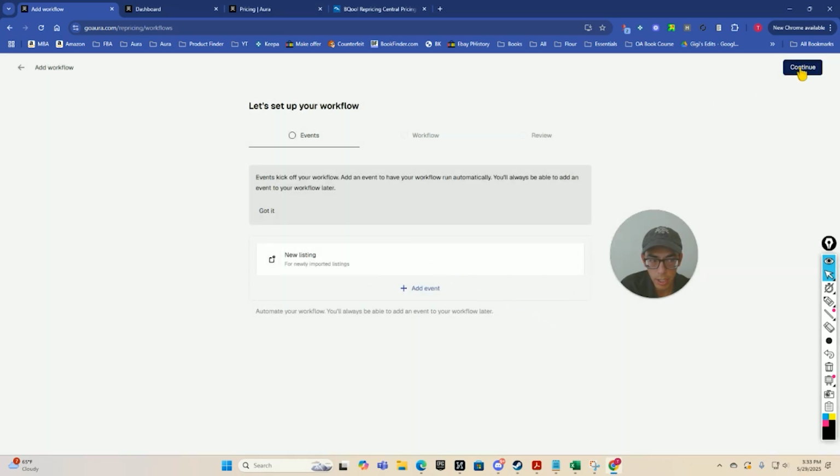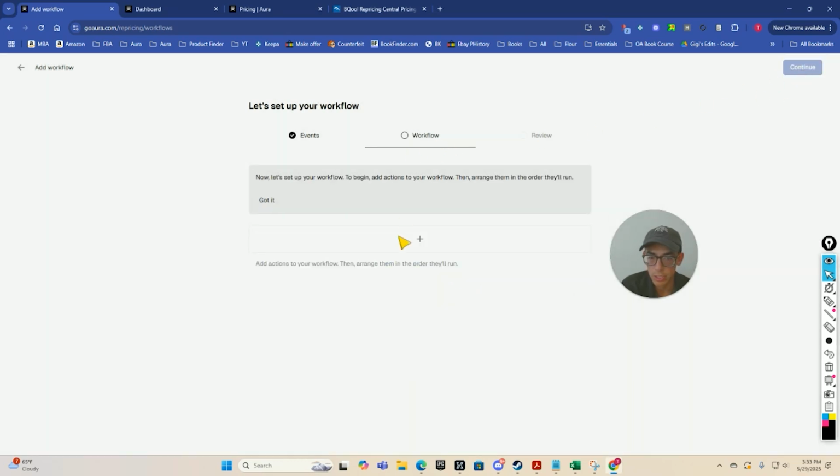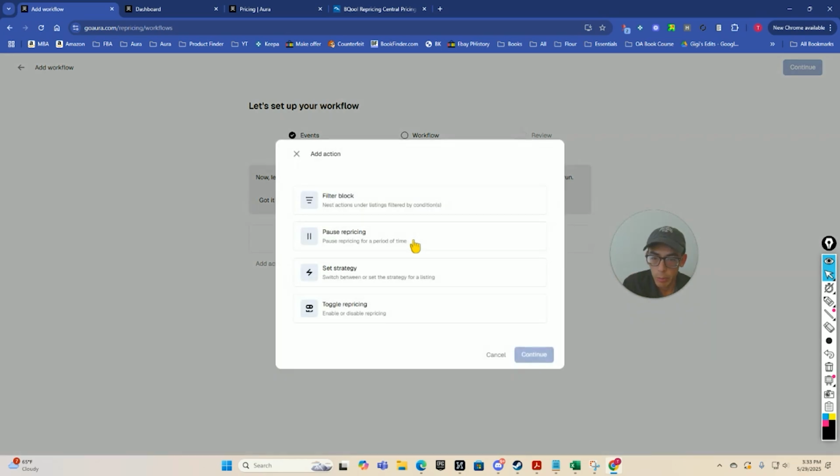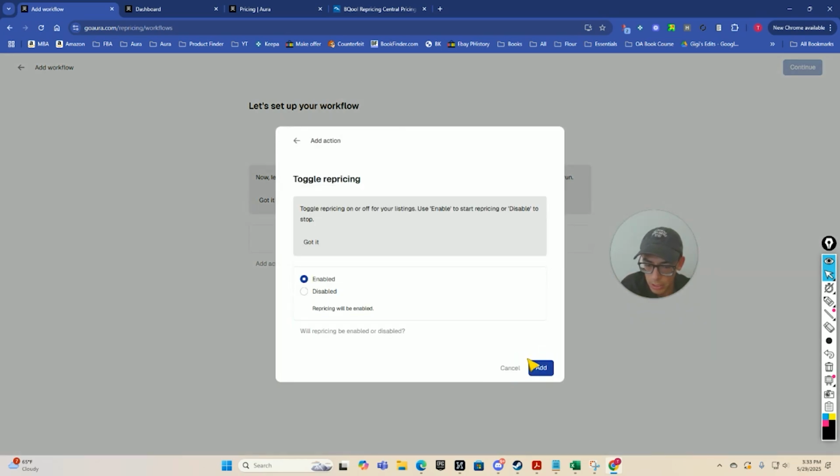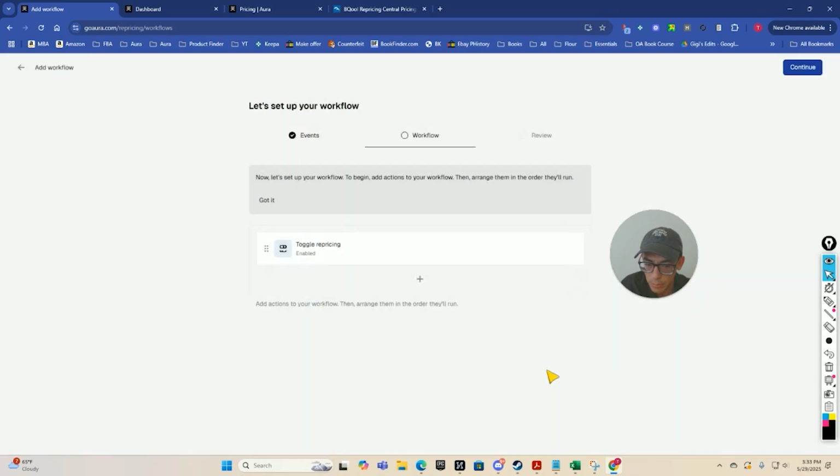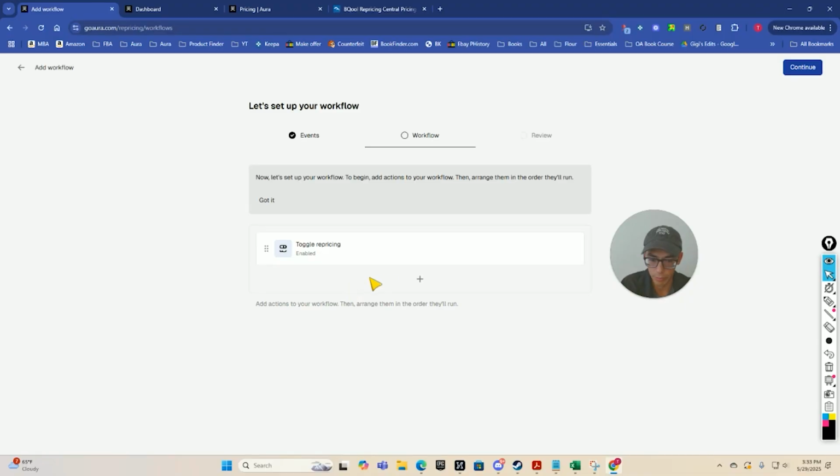Then what we're going to do is click on continue, and on workflow, this is what we want the action to be. We want the action to be to toggle repricing. So click on toggle repricing, click on continue, and then you want to say enable. What this means is as soon as a new listing shows up in Aura, enable repricing. Now, again, nothing's going to happen until you have a minimum and maximum price set. All it's doing is enabling the repricing so you don't have to click the little button after you've put your minimum and maximum price in to enable repricing. So it's just going to automate that and make it quicker for you, which is great.